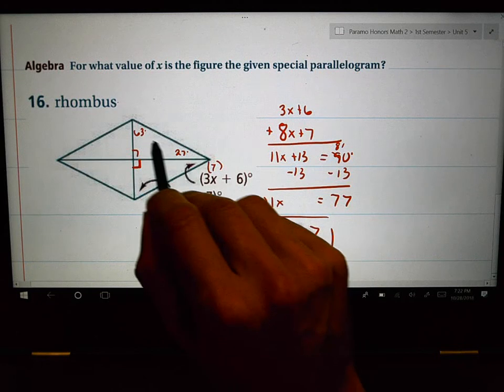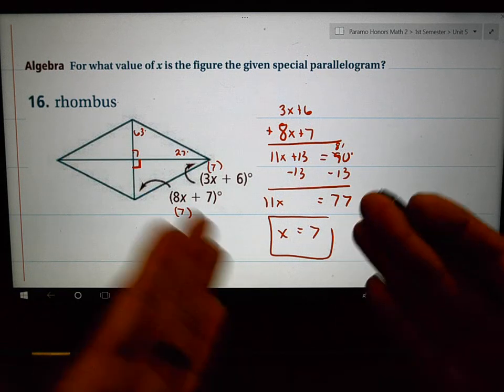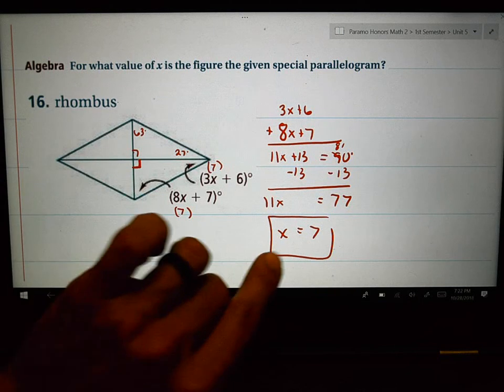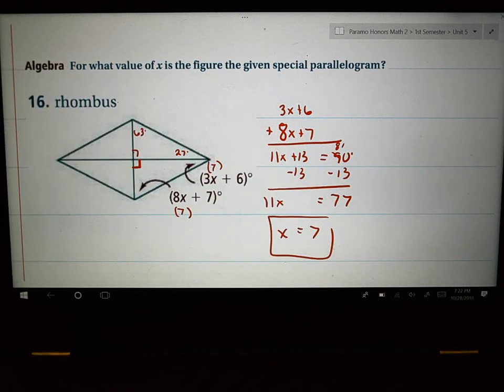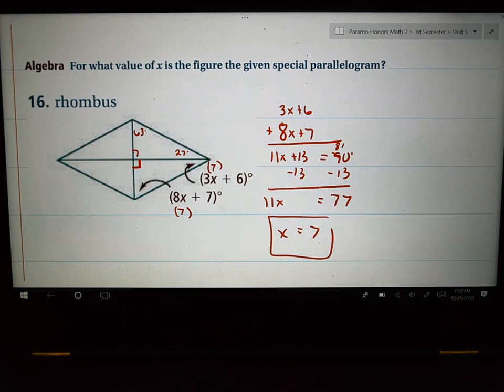Does 27 plus 63 equal 90? 63 plus 27 is 90 degrees. It works. We've answered the question. But I also love to show you how you plug it back in to figure out what the angle is. Super important, especially in honors geometry, because they almost always will ask you on a test. Don't just do what the textbook authors do. These textbook authors don't know you as well as I know you.